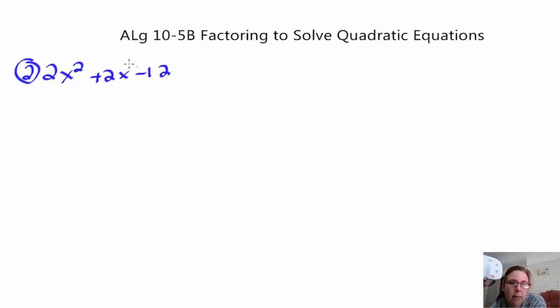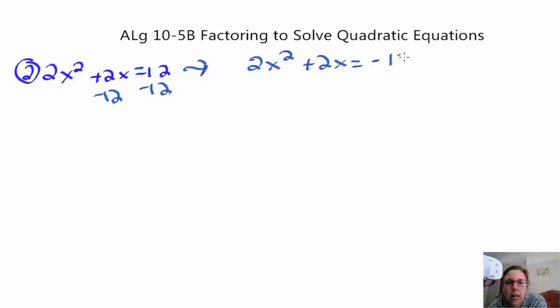Okay, now sometimes it'll give it to you in this form, but it'll say equals 12. Okay, so then what you have to do is you have to subtract your 12 over. So it should end up 2x squared plus 2x equals, oops, I'm losing it today. It's not equals, it's minus 12. Okay, let me find my pen now. Okay, minus, because we subtracted it, minus 12.